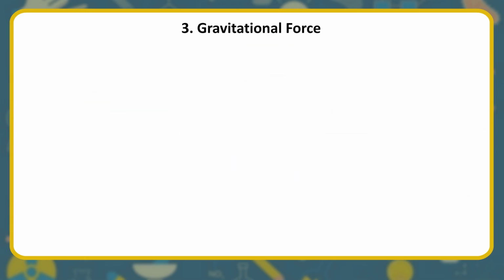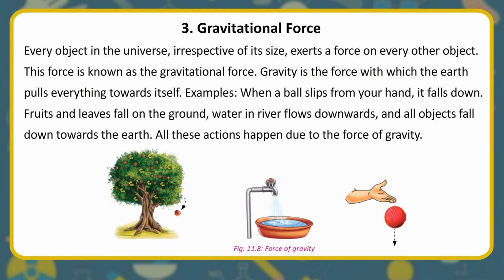3. Gravitational force. Every object in the universe, irrespective of its size, exerts a force on every other object. This force is known as the gravitational force. Gravity is the force with which the earth pulls everything towards itself. Examples: when a ball slips from your hand, it falls down. Fruits and leaves fall on the ground. Water in a river flows downwards, and all objects fall down towards the earth. All these actions happen due to the force of gravity.